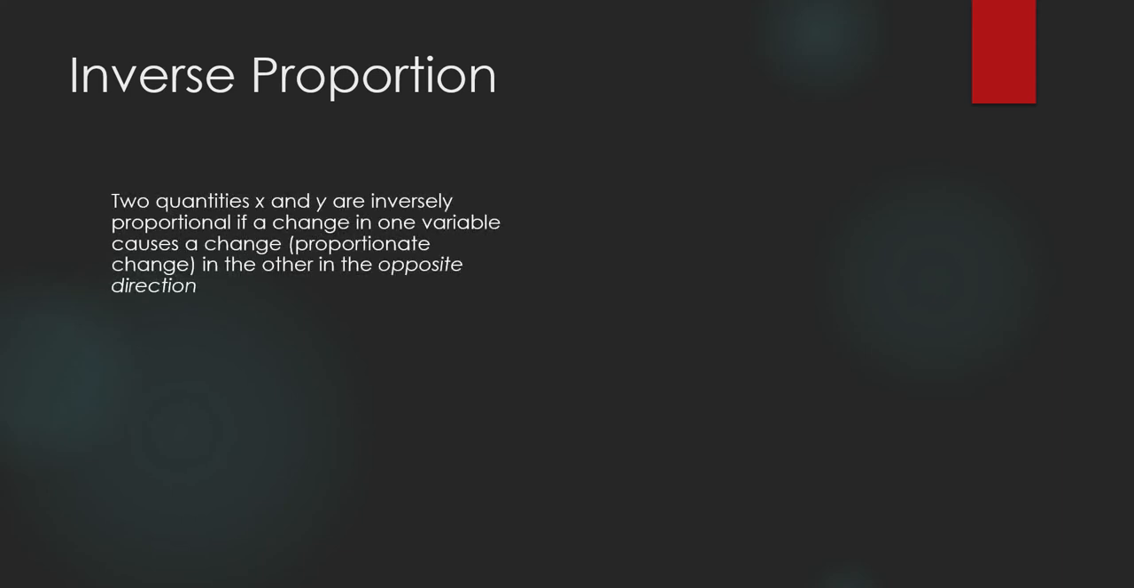Two quantities, x and y, are inversely proportional if a change in one variable causes a proportionate change in the other in the opposite direction. The analogy that teachers often use to describe inverse proportion is the seesaw. If this part of your seesaw goes down, the other end of your seesaw goes up.